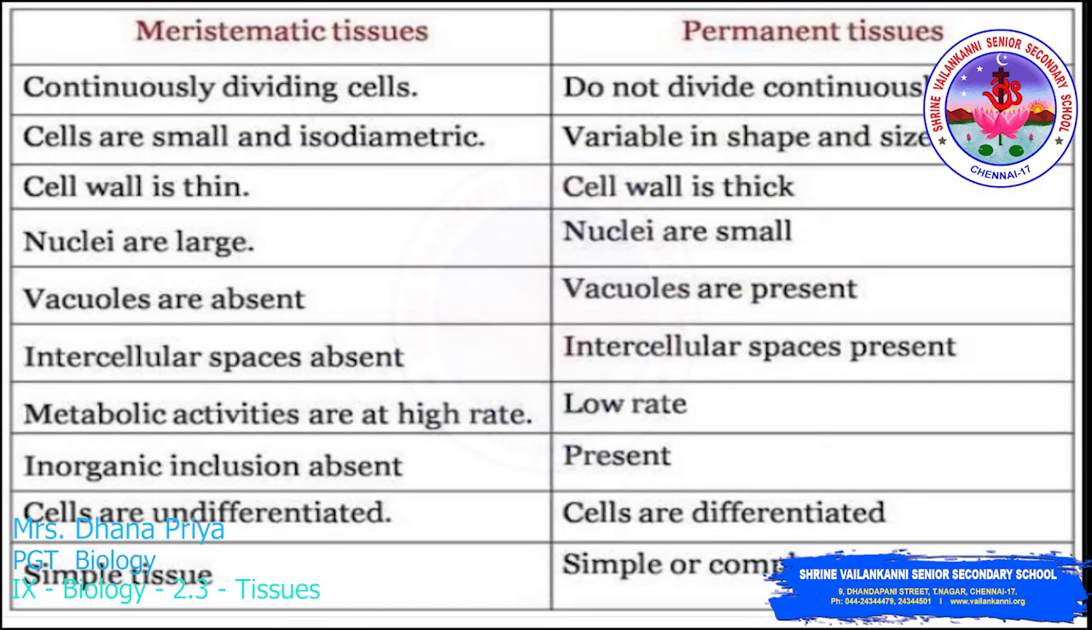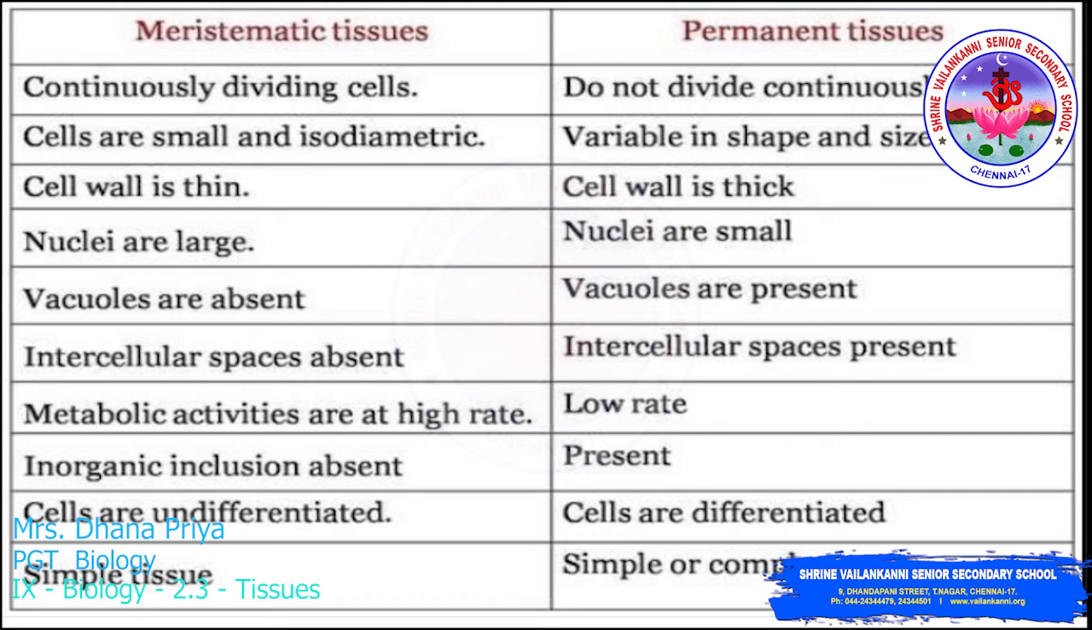We discussed what meristematic and permanent tissue are in brief in previous videos. So let us now discuss the difference between meristematic tissues and permanent tissues, like the left hand and right hand. Meristematic tissues are continuously dividing cells. Permanent tissues do not divide continuously. In meristematic tissue, the cells are small and isodiametric. In permanent tissue, they may be variable in shape and size.